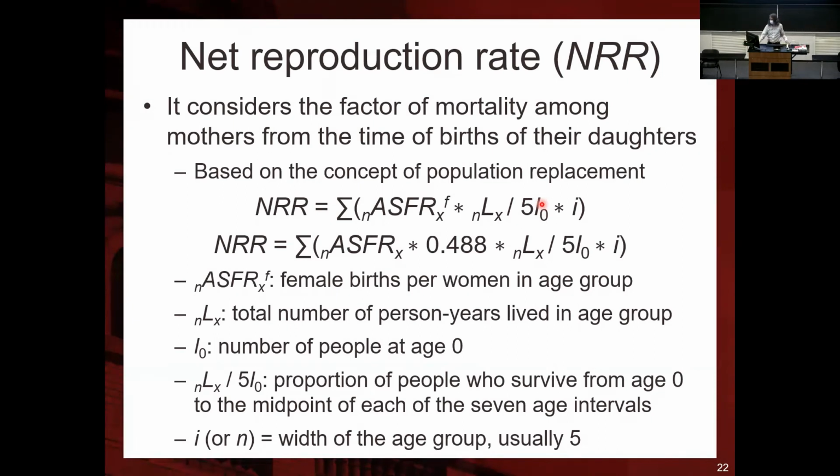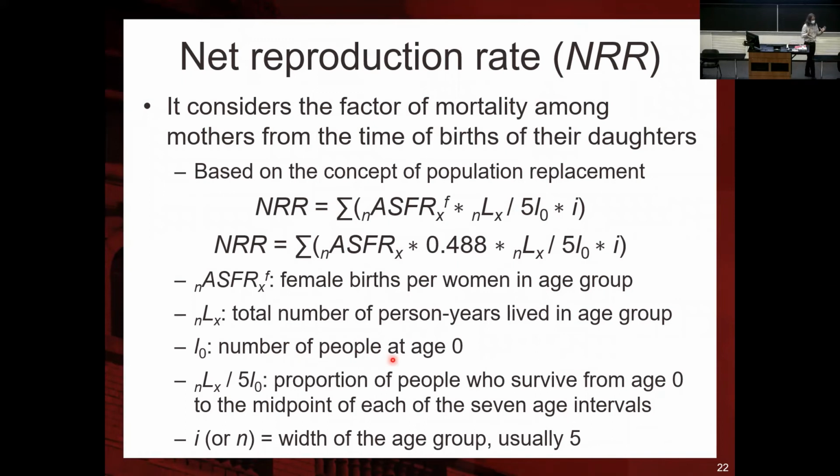This measure here is going to be more clear when we discuss life tables in the mortality chapter. But basically, what this number is giving us is the proportion of people who survive from age 0 to the midpoint of each of the 7 age intervals. Which are the 7 age intervals? 15 to 19, 20 to 24, 25 to 29, until 45 to 49. 7 age groups. And this little L0 is the number of people at age 0.